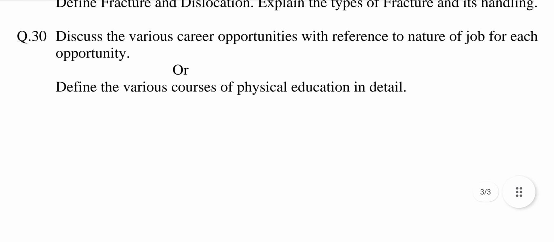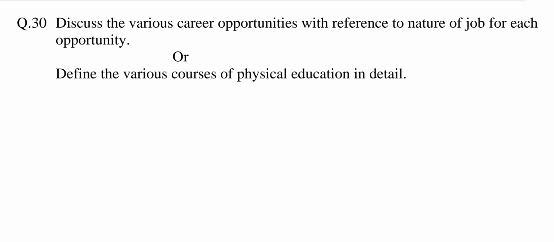Question number 30. Discuss the various career opportunities with reference to the nature of job for each opportunity. This question is selected from chapter number 4, Career Aspects in Physical Education. The answer may be number 1, as a coach. 2, as a personal trainer. 3, as an instructor. Number 4, as a journalist. 5, as a physical education teacher. 6, as a physical education lecturer. 7, as a commentator. 8, as an administrator. 9, as a biomechanist. 10, as a sports reporter.